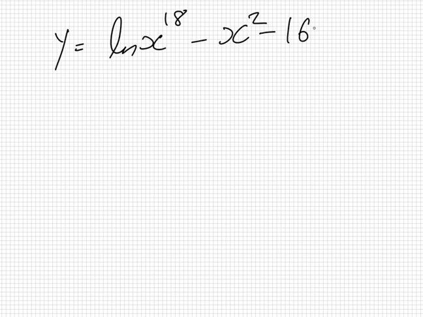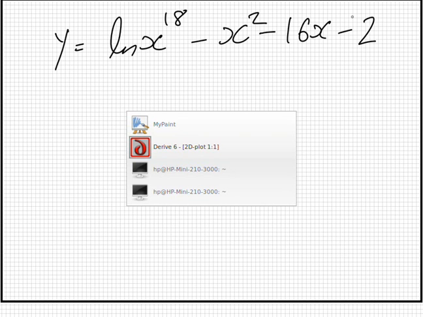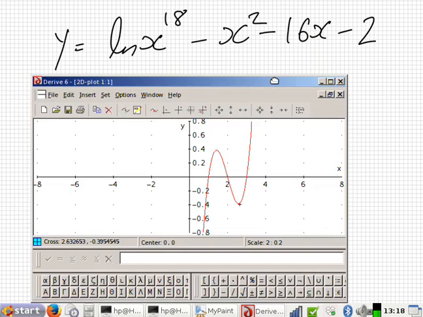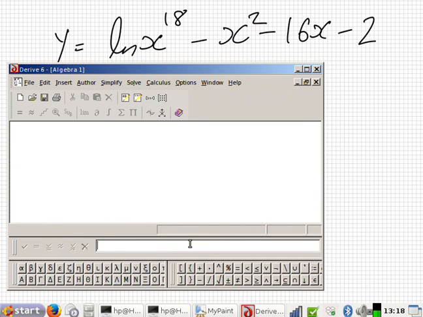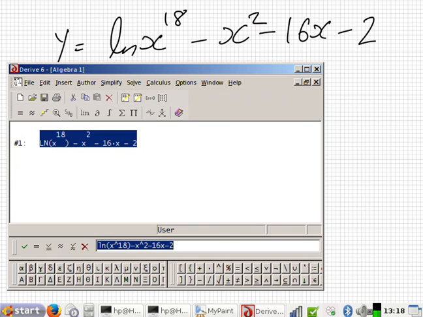Let's have a look at one with a log in it though. So I'm actually going to do number 3 in your book there. Yusra, what is it? Y equals log x to the power 18 minus x squared minus 16x minus 2. So we want to find the turning points here. Before I find them, I'll make the graph so we can estimate roughly what it should be.